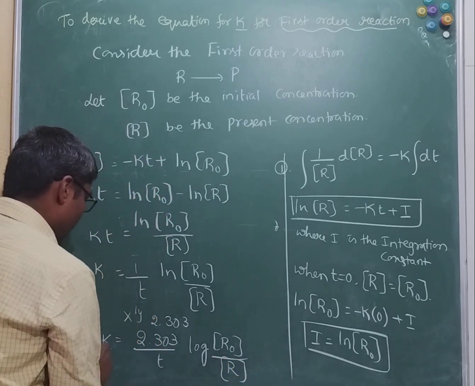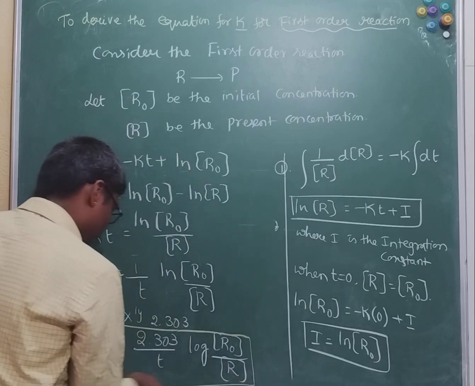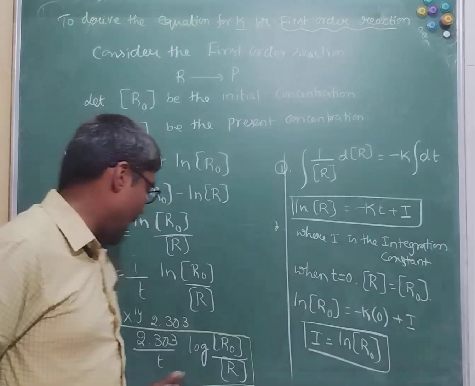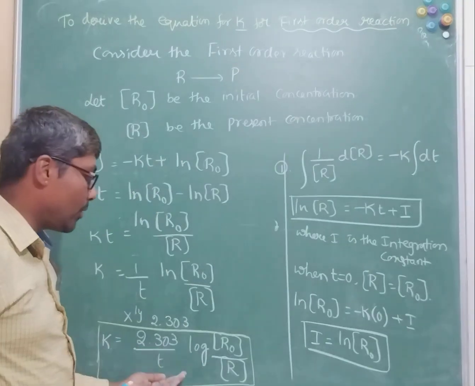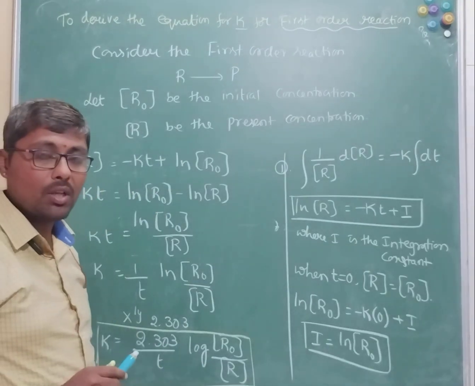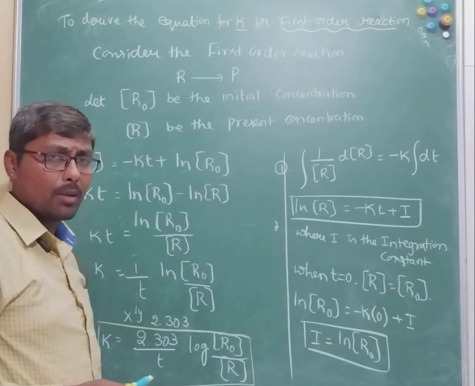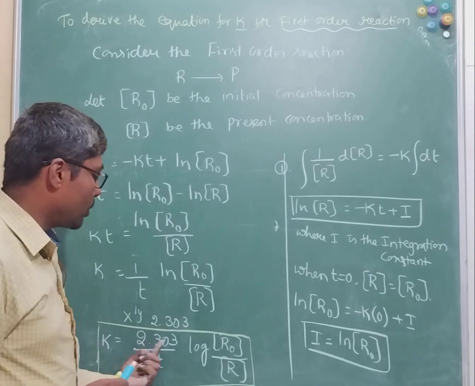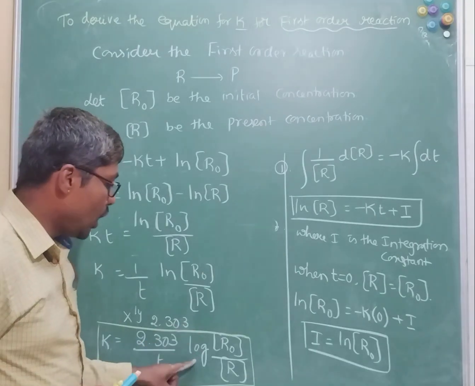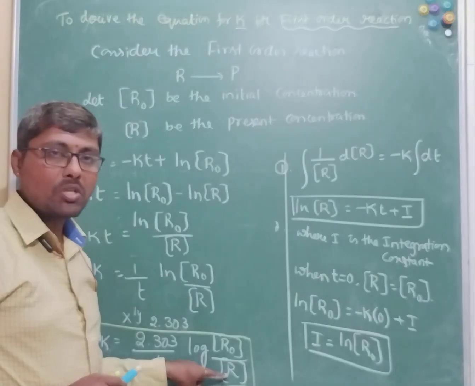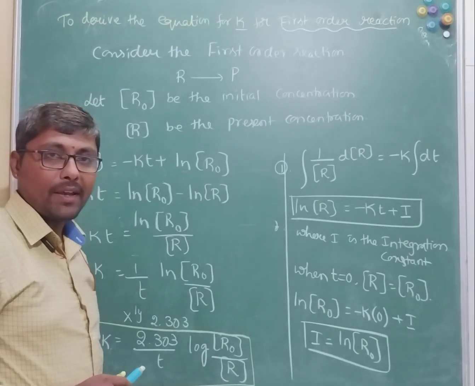So this is the final equation for the K value for the first order reaction. This is one of the important derivations with respect to our board examination, a 3-mark important derivation. K is equal to 2.303 by t into log of concentration of R naught by concentration of R. So this is the final expression.